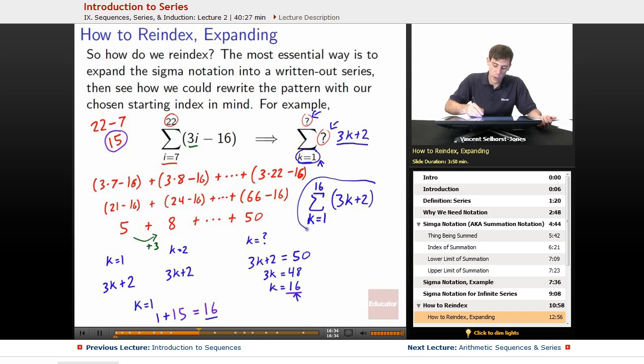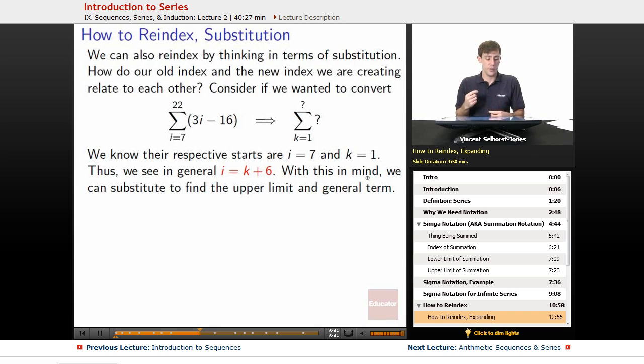And so that's one way of doing it. We worked this out by expanding first. Expanding is a very specific way to see it. It's a great thing to do if you get confused by the problem you're working on. There's another way to do this, though. We can also reindex by thinking in terms of substitution. How do our old index and the new index we are creating relate to each other? We can think in terms of substitution.